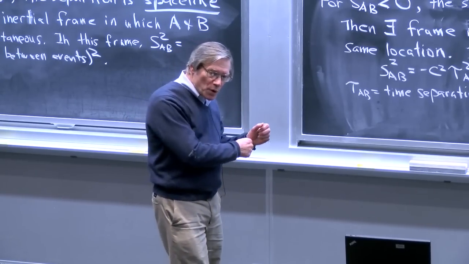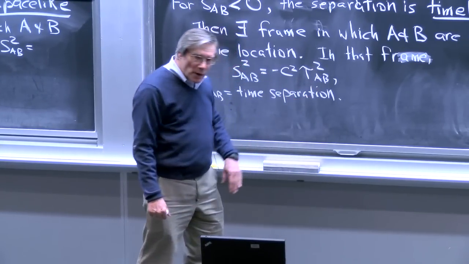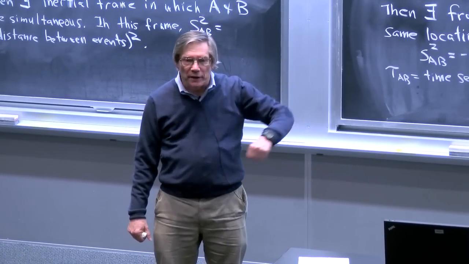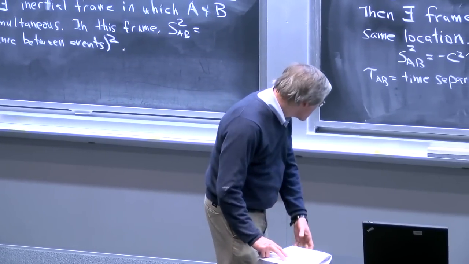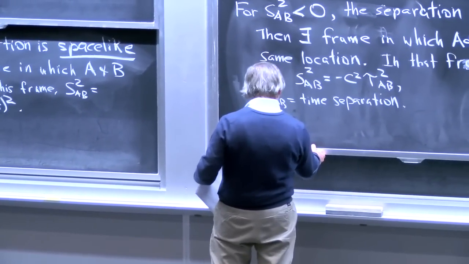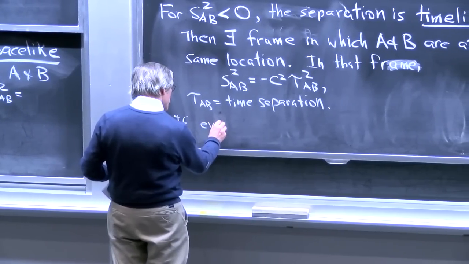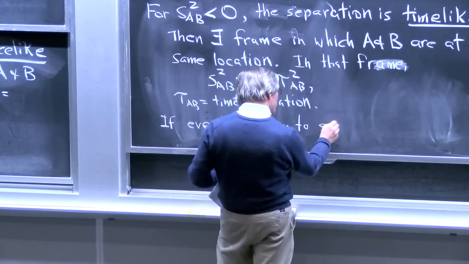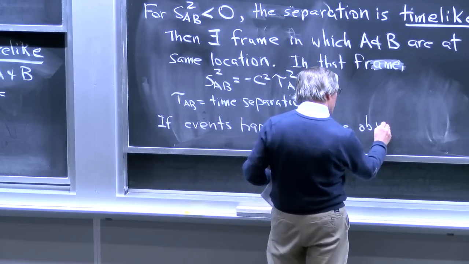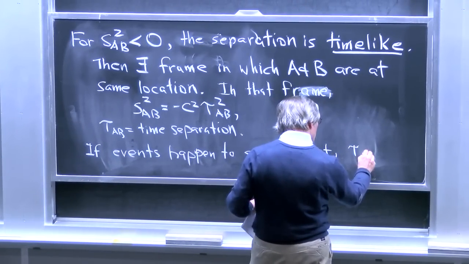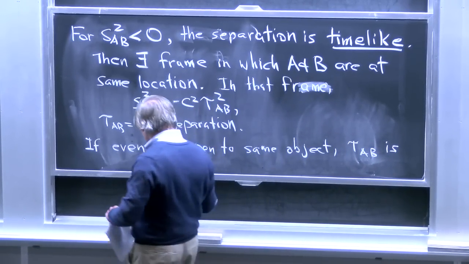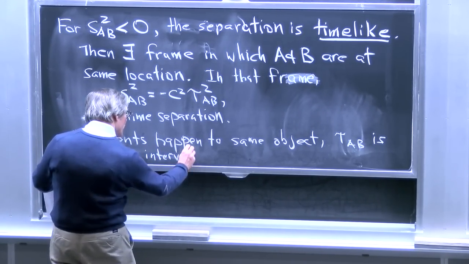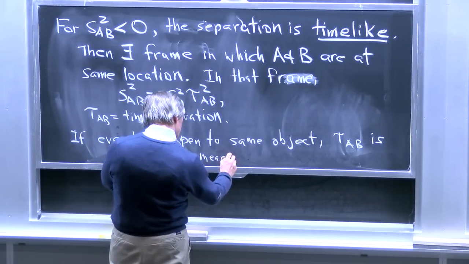And if we replace the strobe by a person with a wristwatch, this notion of time, which is called proper time, is simply the time measured by the person's wristwatch, a clock that follows the object, so that anything that happens to that object happens at the same location. So if events happen to the same object, tau_AB is just the time interval measured by that object.